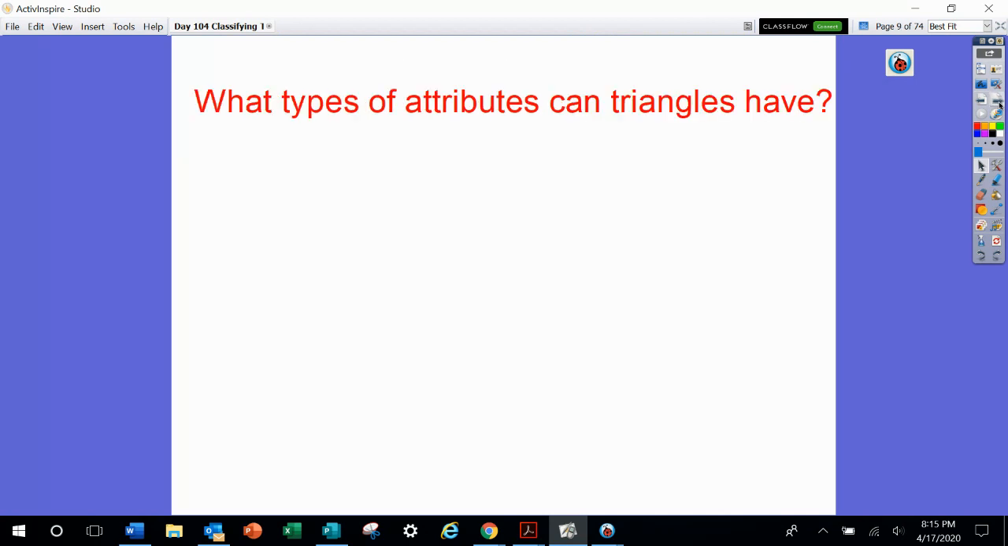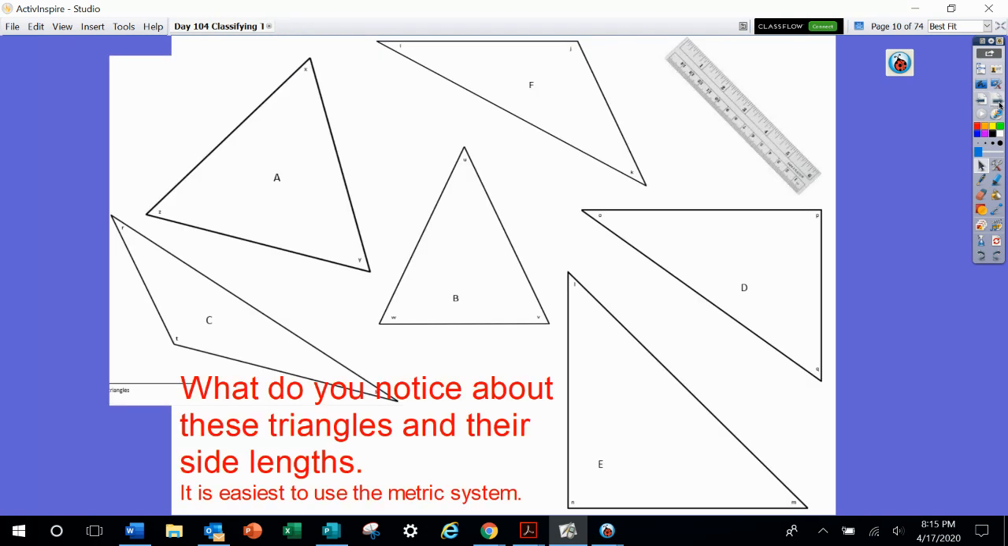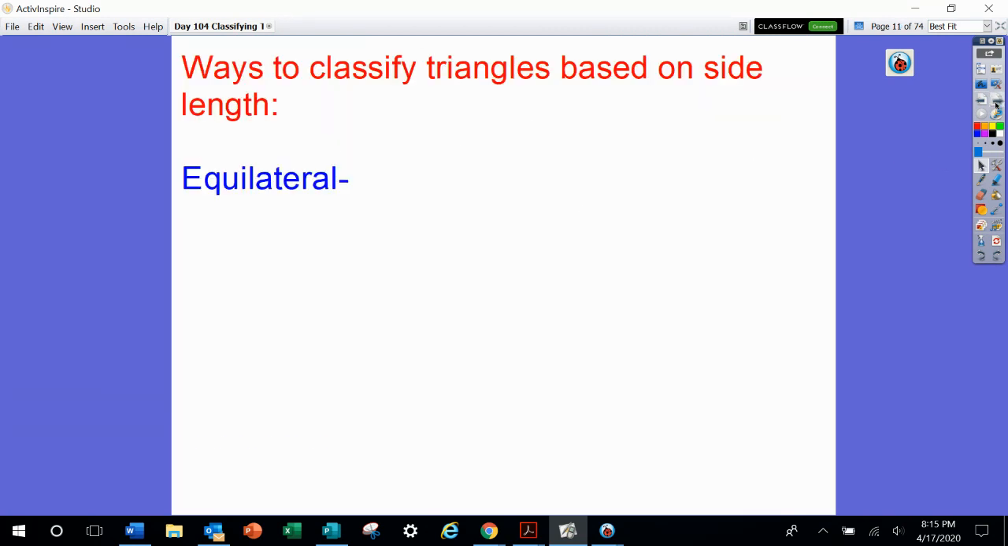So what types of attributes can triangles have? What do you notice about these triangles and their side lengths? When we're looking at triangles, one of their attributes could be their side lengths, the length of the side of the triangle. It's easiest to use the metric system when we're looking at these side lengths. So this is when you're going to pull out that ruler, guys. Okay, so let's look at different ways to classify triangles based on those side lengths.